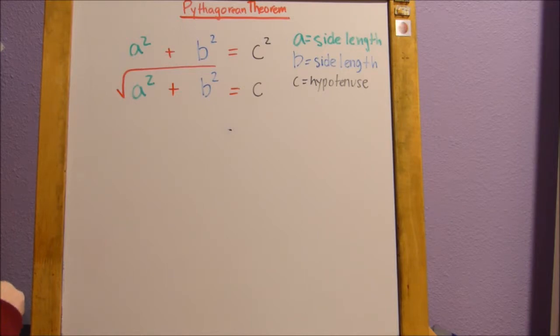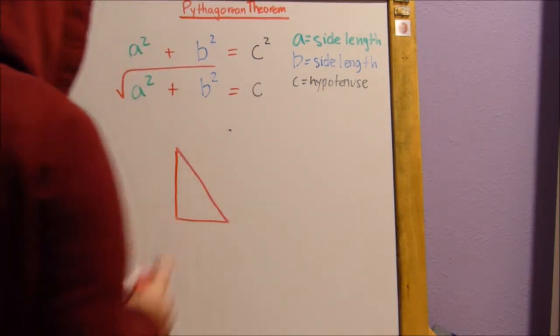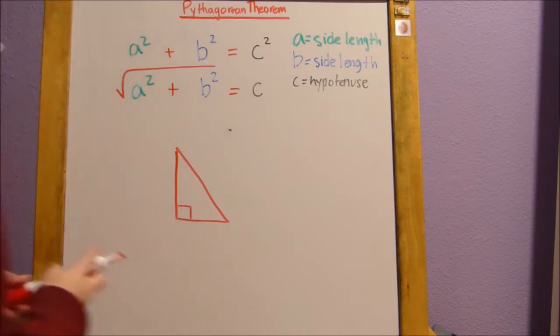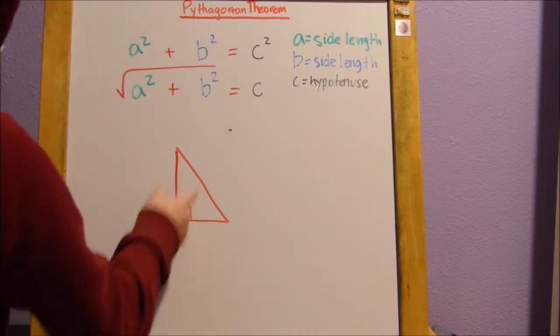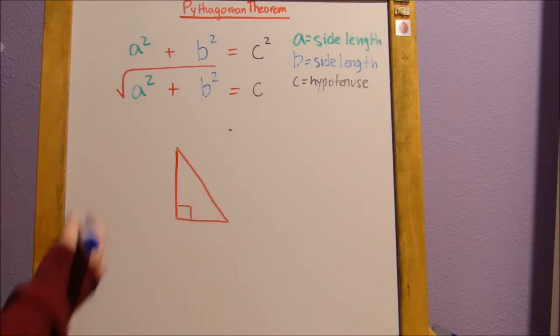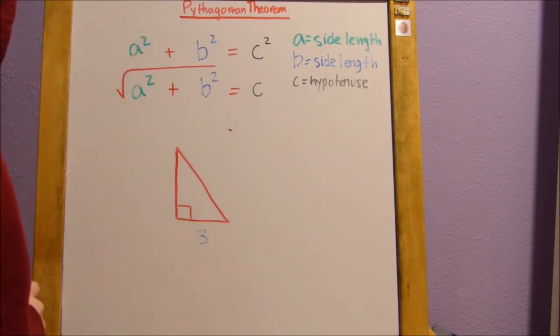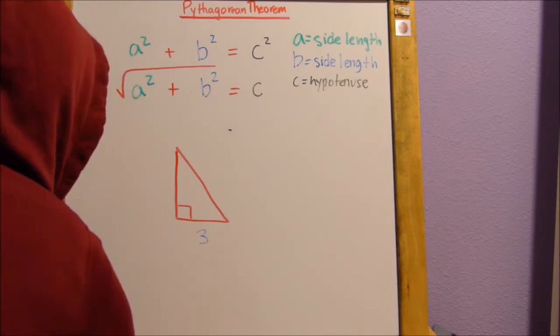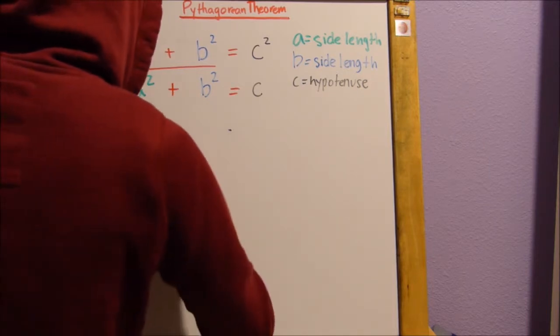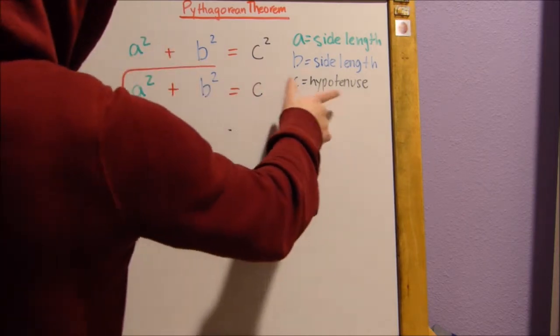So this is all nice, but what really helps visualize something is a picture. So let's draw out a little picture. So this is a 90 degree triangle. I'll just give some practice. So let's say that B is 3, and let's say that A is 4. So here we have our two side lengths, A and B, and we're trying to find the hypotenuse.